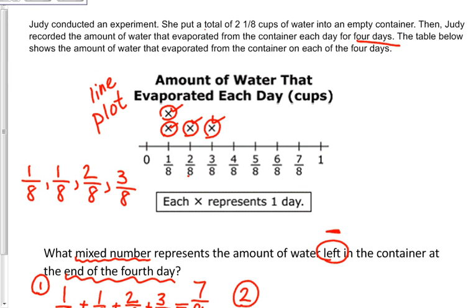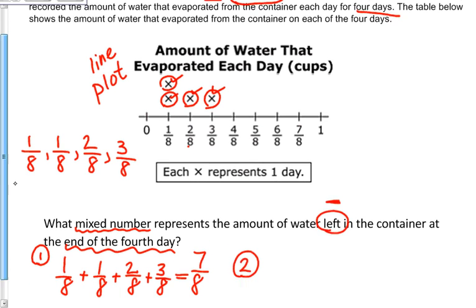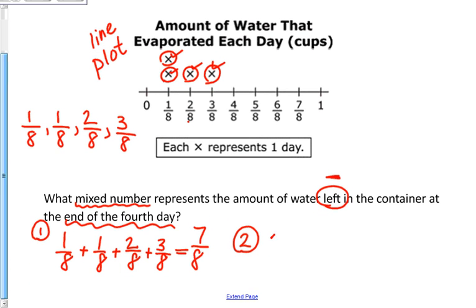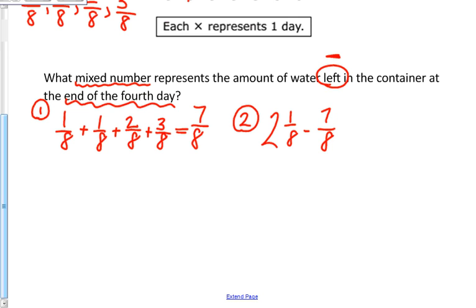And she put a total of 2 1/8 cups of water. So we are going to subtract 7/8 from 2 1/8. And it looks like that. 2 1/8 minus 7/8. Now this is where we're going to use our strategy of borrowing with subtraction, because I'm noticing that 7 is larger than 1, and I can't take away 7 from 1. So I need to borrow.